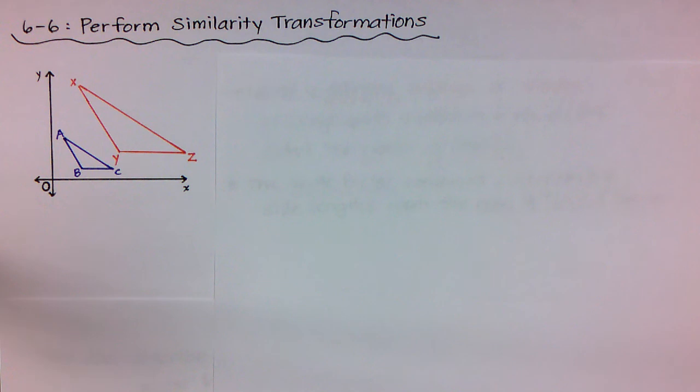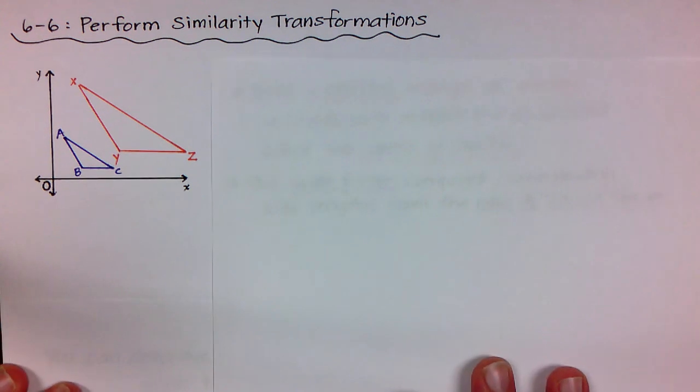Hello class, this is lesson 6-6 in our textbook, and it's titled How to Perform Similarity Transformations. So going back, we've learned a lot about different transformations, and there was a specific one that only had to do with similar triangles, not congruent triangles, and that was a dilation.